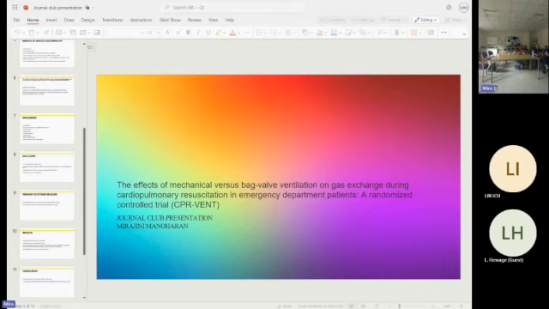Problems with this, I think there are quite a few issues with the study. As I said, single center, not blinded. Other things is they only took one blood gas and compared it between the two groups. It might be interesting to look at serial blood gases to see whether there was a difference between the two groups. If they were prolonged arrest, it would have been interesting to see what the actual tidal volumes that were achieved between the two groups.